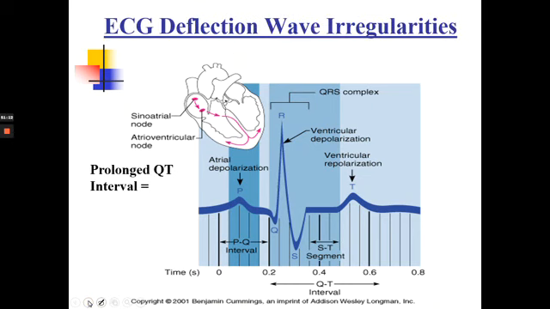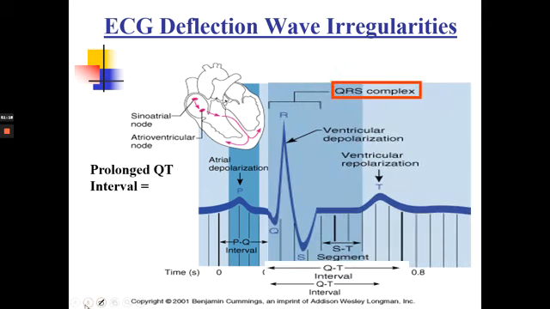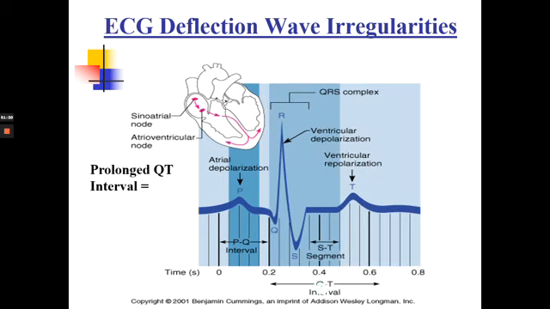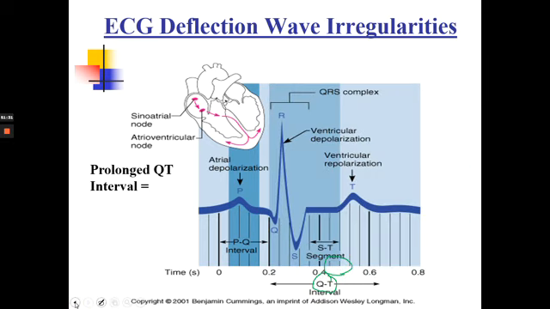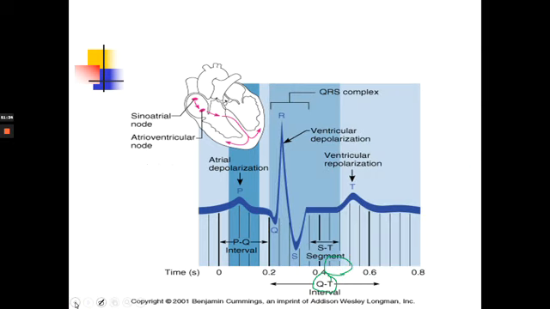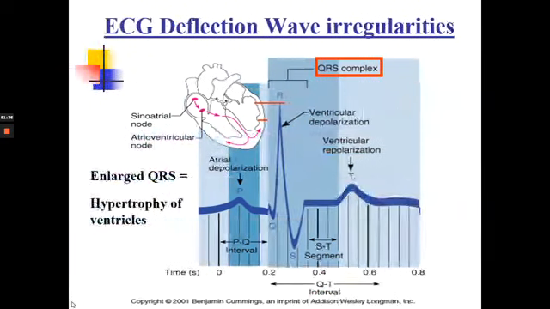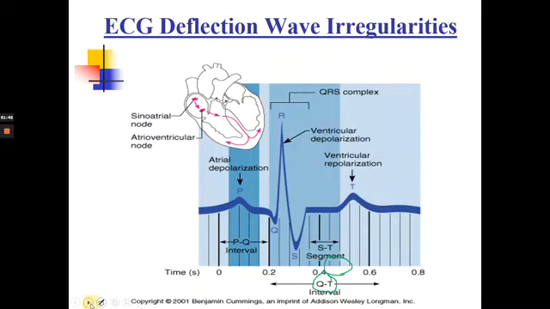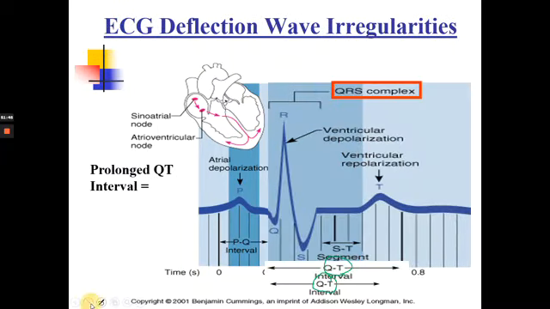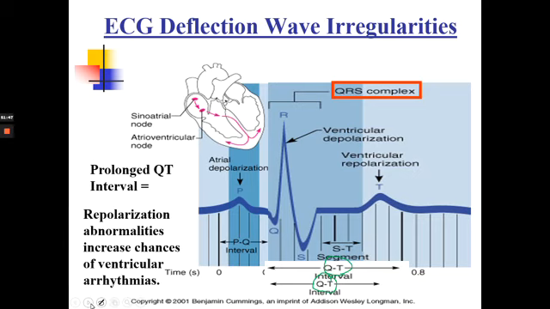Irregularities: prolonged QT interval. Look at the QT interval here, and when it is prolonged, look at the QT interval here. Prolonged QT interval means repolarization abnormalities, which increase the chances of ventricular arrhythmias.